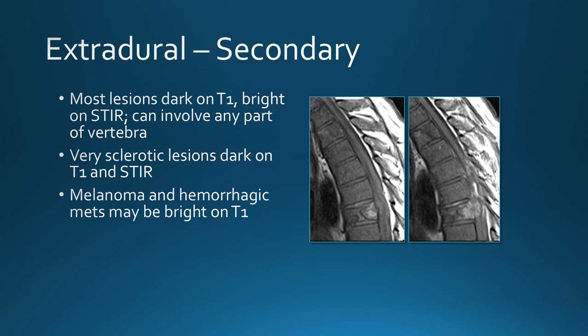Occasionally, melanoma and hemorrhagic metastases can be bright on T1. So usually if you see the lesion bright on T1, it's almost always a hemangioma, except occasionally you can have melanoma metastases or hemorrhagic metastases that are bright on T1. In this particular case, we're dealing with a melanoma metastasis, so that is the one thing that can mess you up in terms of T1 bright, meaning hemangioma.